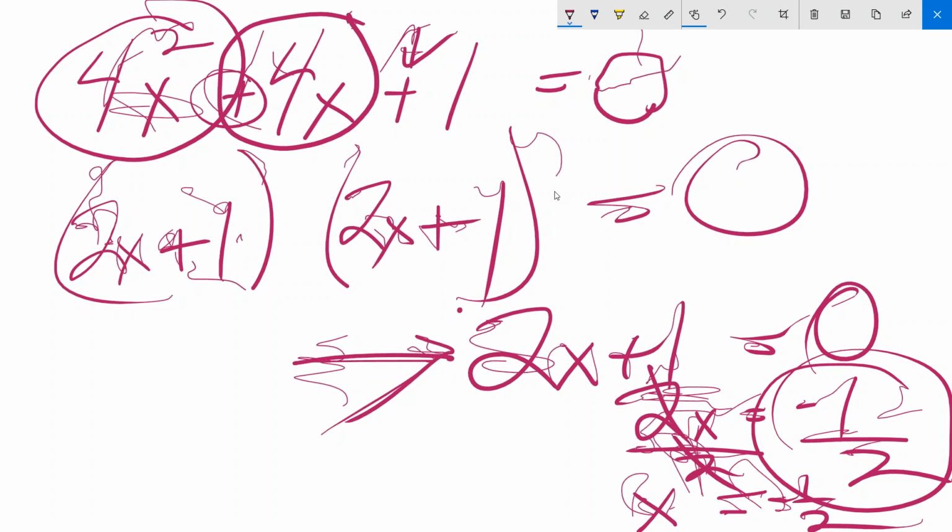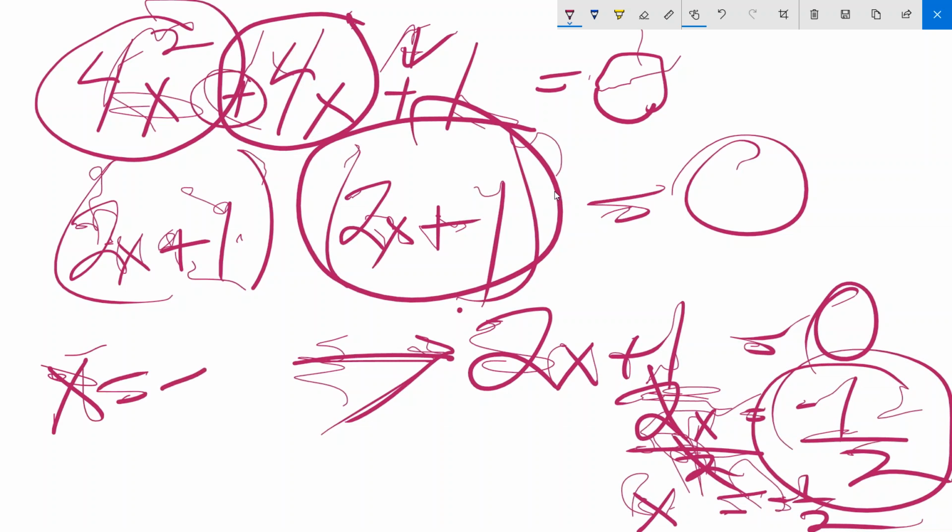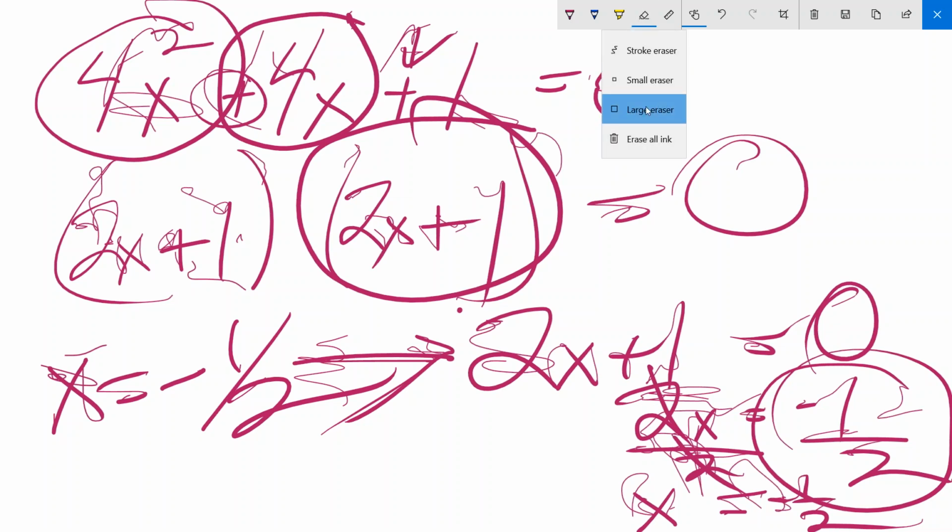Now, normally the next step would be to set that equal to 0 and solve it. But it's the same thing, so I know I'm not getting a different solution. I'm getting x equals negative 1/2. That is the solution to our parabola. Now, let me go just a little bit further.